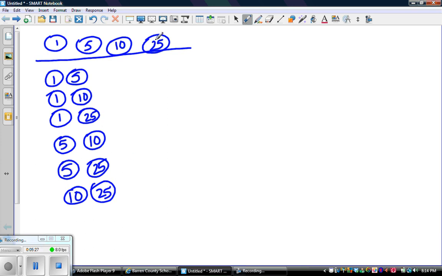And at this point, we have used, let's check. Do we see a quarter and a penny? Yes, we do. Do we see a quarter and a nickel? Yes, we do. Do we see a quarter and a dime? Yes, we do. So we have 1, 2, 3, 4, 5, 6 ways, 6 combinations.